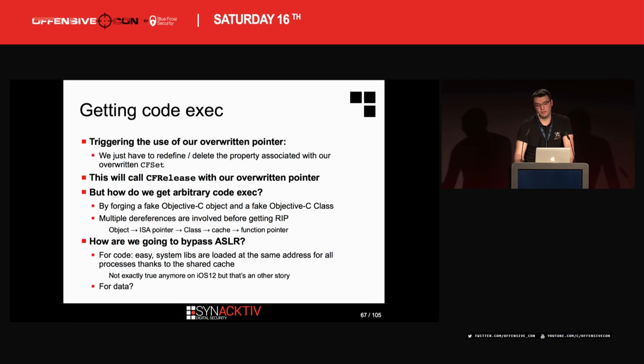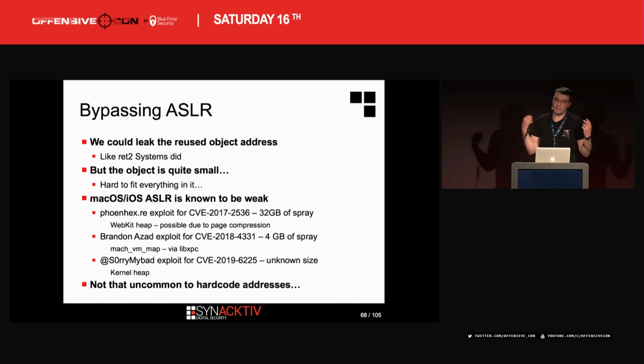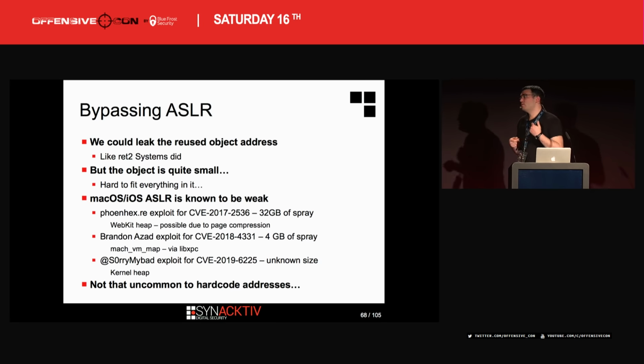For code, it's really easy because the system libs are loaded at the same address for all the processes, thanks to the shared cache. Well, even if that's not really true anymore on iOS 12, but that's another story. The problem is for data ASLR. Maybe we could try to leak the reused object address, like Red2 Systems did. The problem is that the allocation is really small. It's only 0x70 bytes, so it's hard to fit everything in it. I mean, the fake object, the fake class, and the payload.